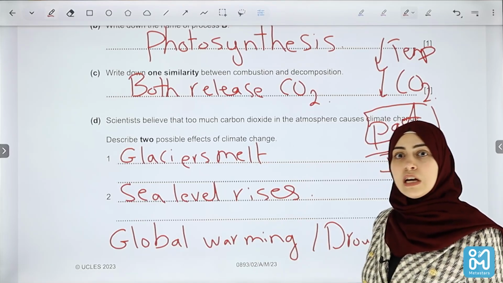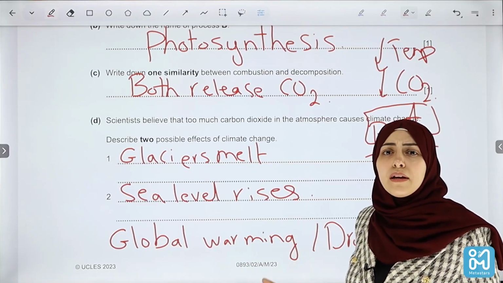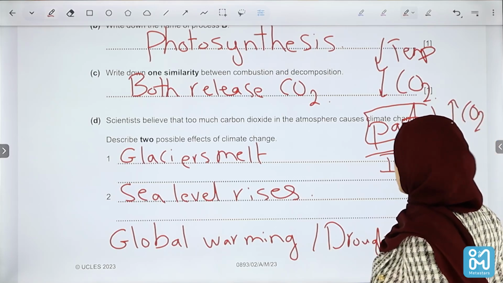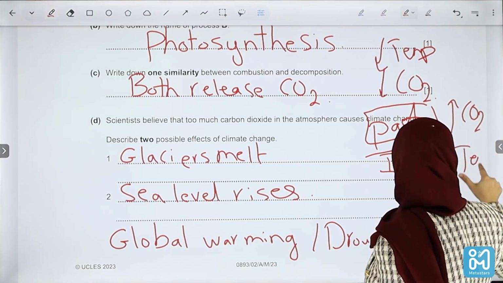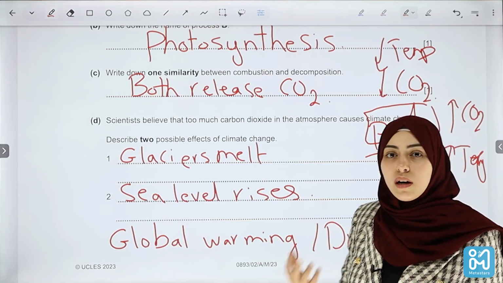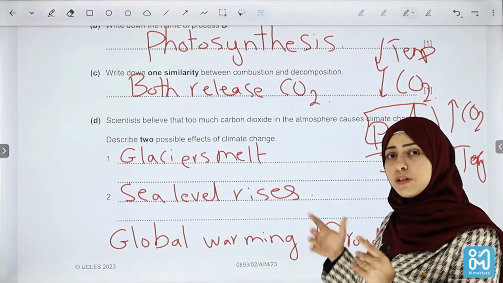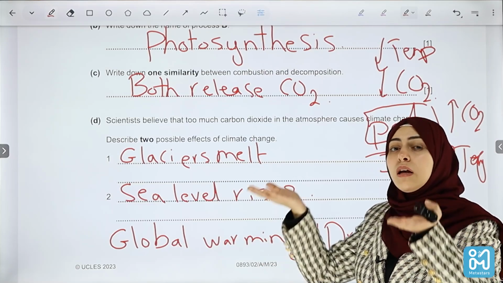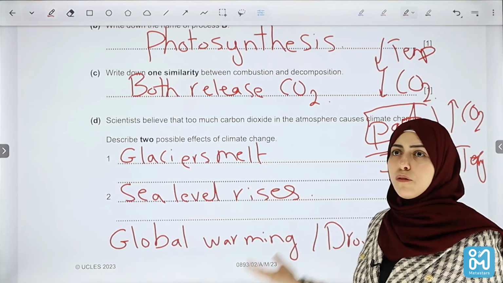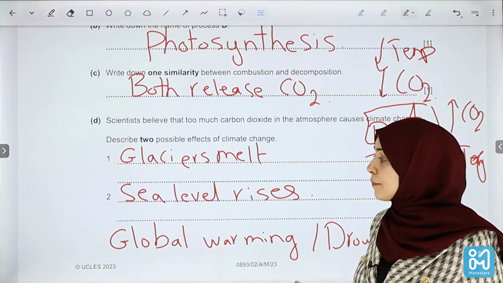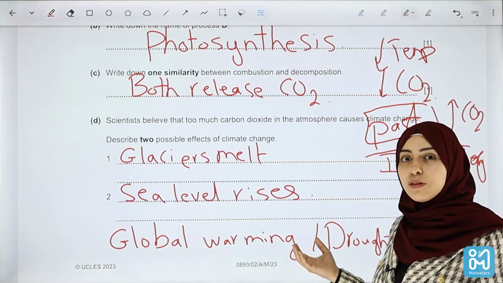But nowadays, the earth is suffering from global warming. The carbon dioxide is increasing. So the temperature is increasing. So that's why we have many effects of climate change. The glaciers melt, sea level rises. We are suffering from sea level rising, global warming, very high temperature, okay, drought.